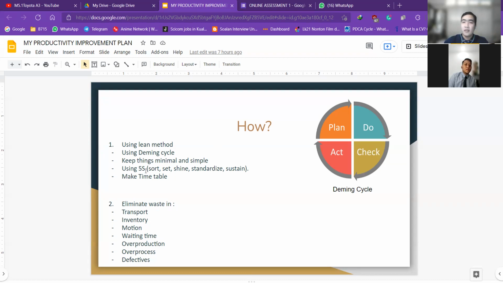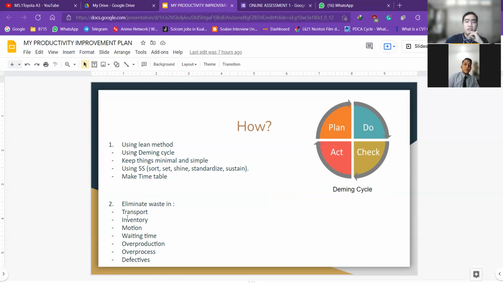And next is to make my own timetable for my own daily life, so that I can make sure that I cannot waste any time when I'm doing my own daily job. So secondly is to eliminate waste in all of these sectors, whether it is involved or not.